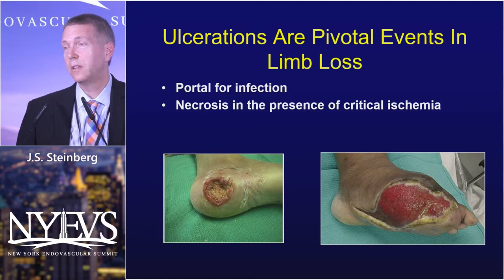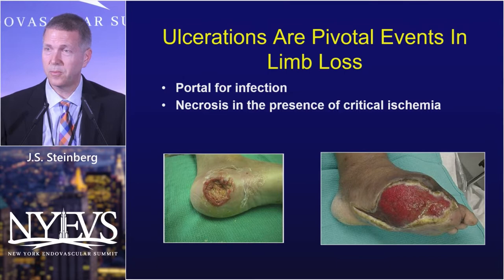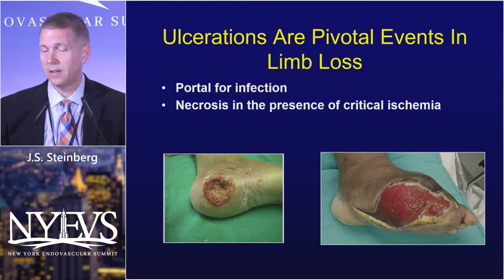Ulcerations are pivotal events in limb loss. There are two key reasons why an ulcer will cause someone to lose their leg. Number one, it's the opening or portal for infection because our skin normally protects us from that. Number two is the fact that these patients in presence of critical ischemia end up with necrotic tissue. If they cannot supply enough oxygen to heal this defect, then we know that's going to go on to advancing ischemia and end up with gangrene and limb loss.